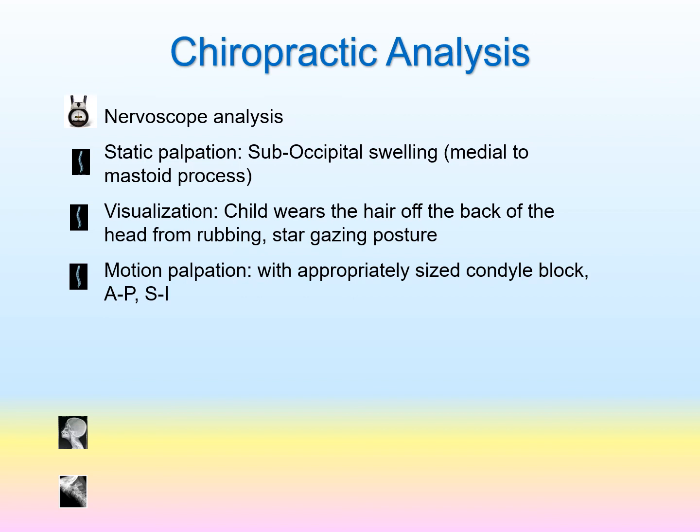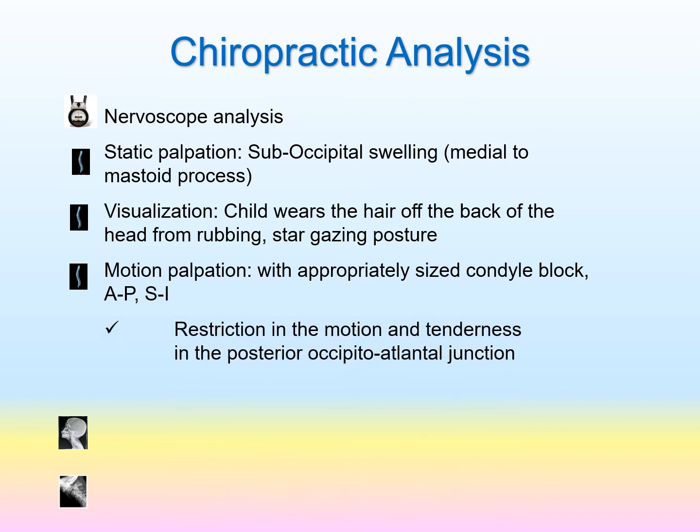We will do our motion palpation for the AS occiput. We'll use the appropriate size condyle block and we'll motion the head and the occiput A to P and S to I, very similar to the way we adjust it, but you need a condyle block to do this motion properly. Okay, there'll be restriction on this motion and tenderness in the posterior occipital atlantal junction.